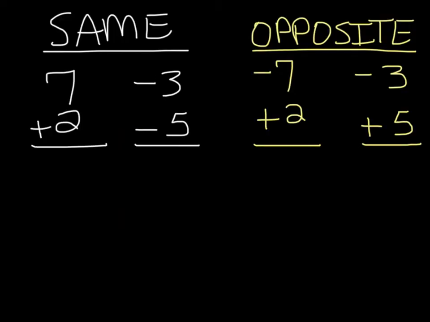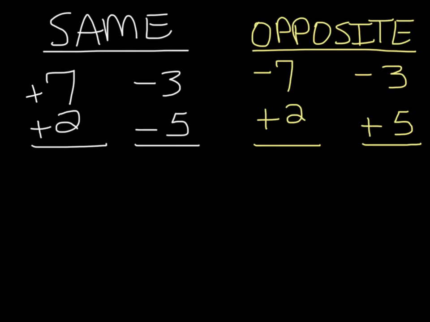Okay, we have two sets of examples here. Two problems for when the signs are the same, and two problems for when the signs are opposite. If the signs are the same, that means that you have two numbers whose signs are either both positive or they are both negative. In this first example, we have a 7 plus 2. If a number does not have a sign in front of it, it is understood to be positive. So this means a positive 7 plus 2.